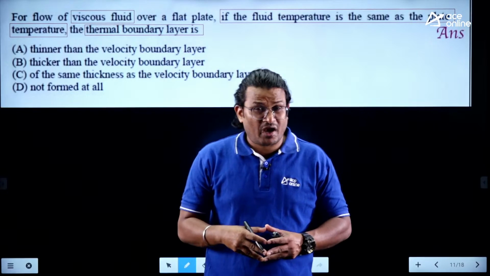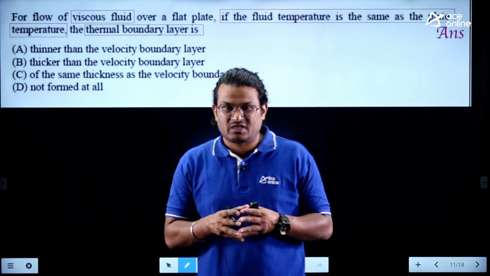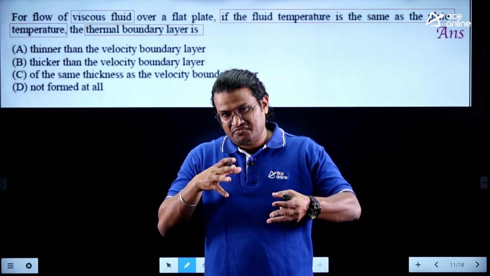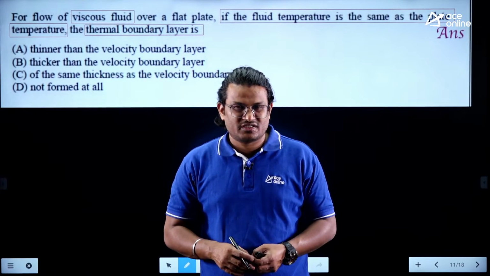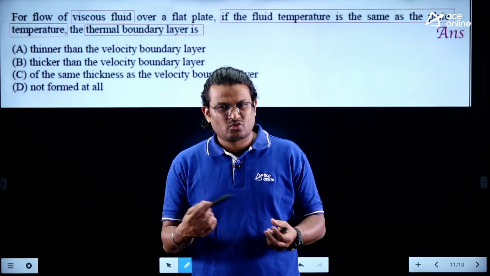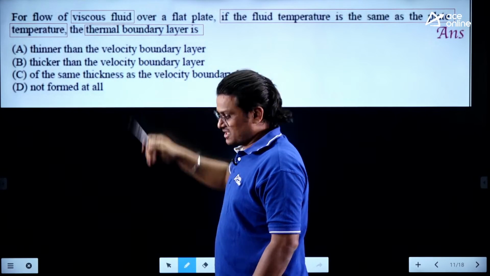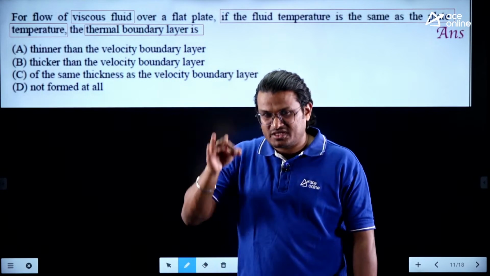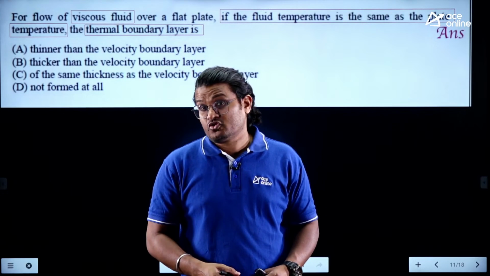Thermal boundary layer is a part of heat transfer, and the necessary condition for heat transfer is temperature difference. So temperature difference should be there. If there is no temperature difference, why we need to study this? There is no need to prepare, right? So what I am trying to say, thermal boundary layer means there should be some heat transfer in that. And for the heat transfer, temperature difference should be there.